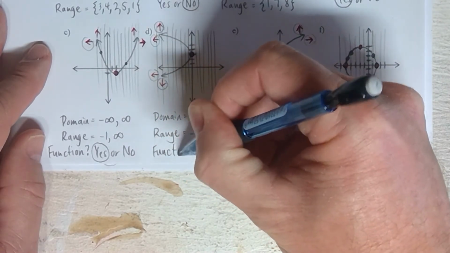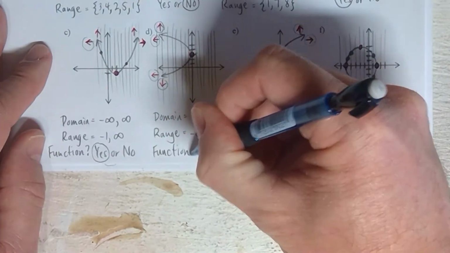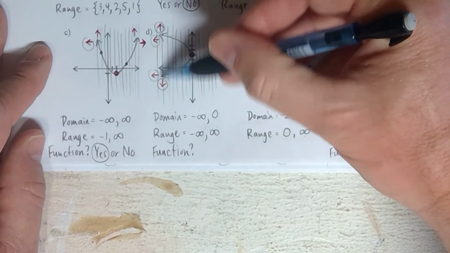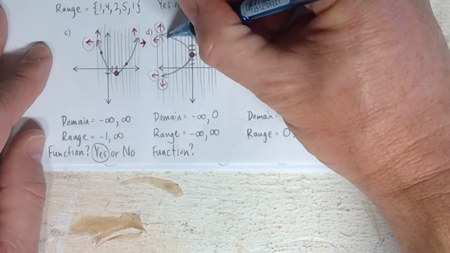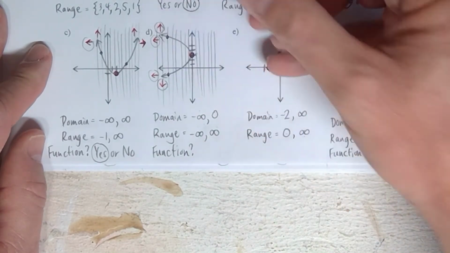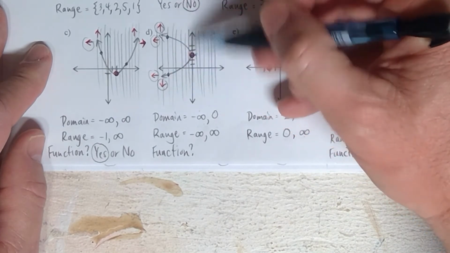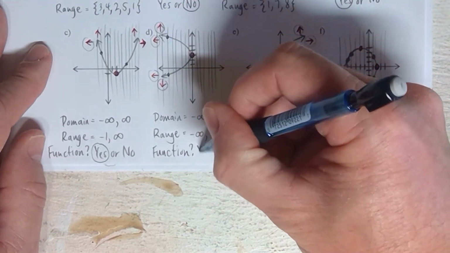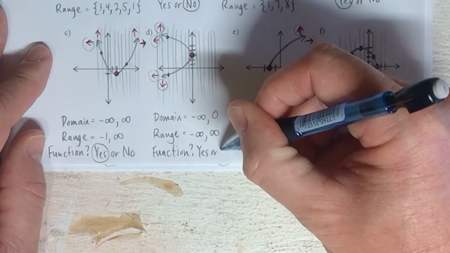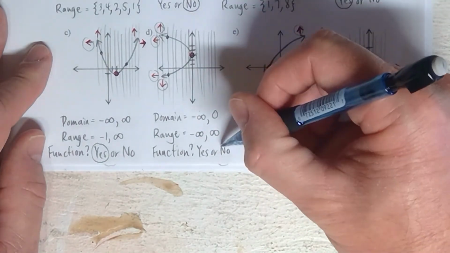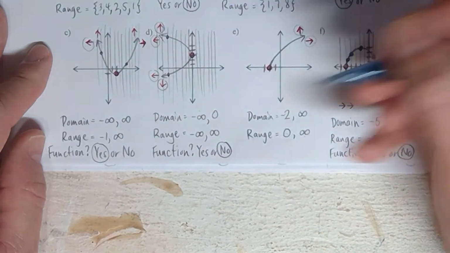But there's a problem here, right? All these vertical lines over here, they do what? They hit it twice, don't they? All of these hit it twice, so this can't be a function. You can't have any vertical lines hitting it more than once. So we say no on this one.